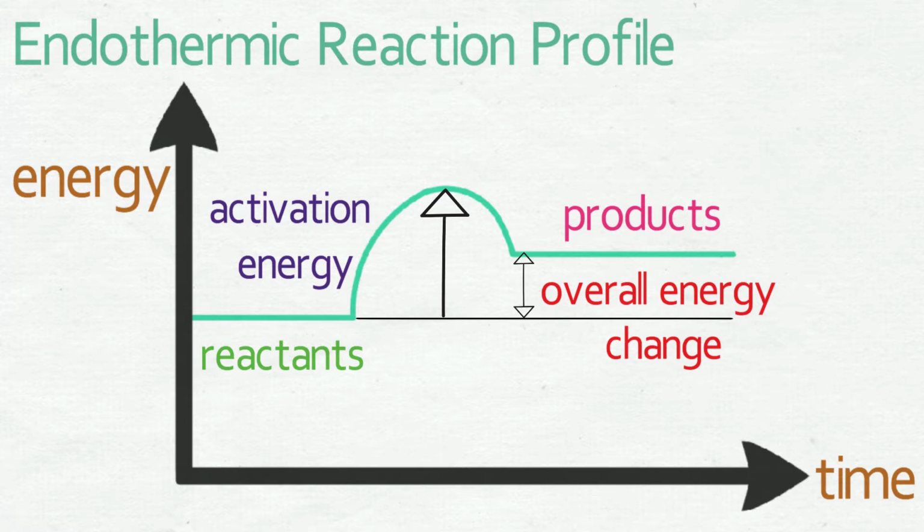An example of an endothermic reaction is photosynthesis. Photosynthesis is where water and carbon dioxide are reacted together to produce glucose and oxygen. The energy in the glucose and oxygen is greater than the energy in the carbon dioxide and water, and this is why it is an endothermic reaction. Light energy is needed for photosynthesis to happen.